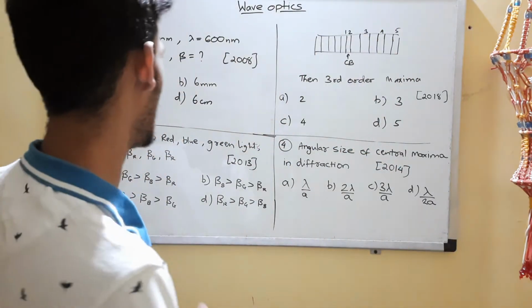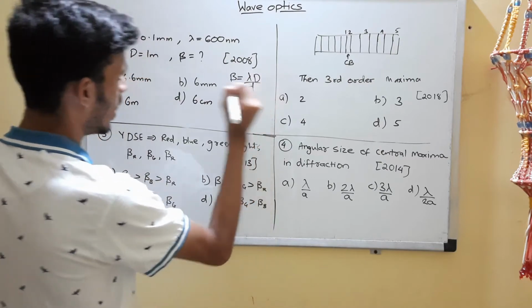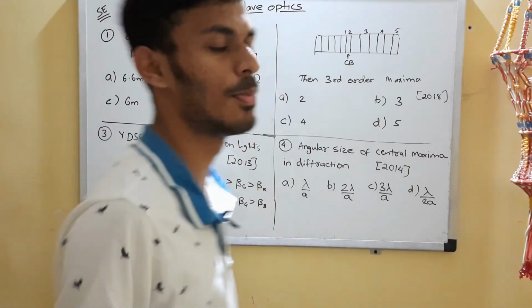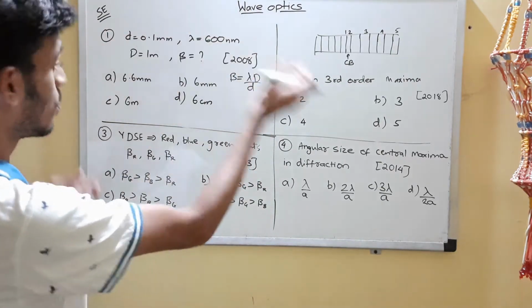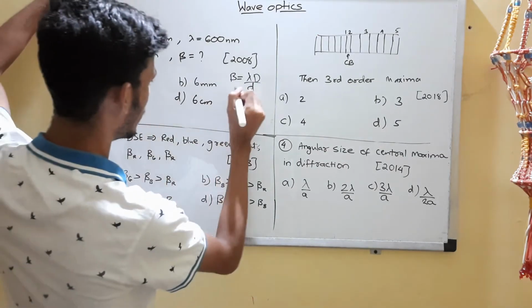Such a straightforward question, right? Because you know that fringe width is simply given as lambda capital D by small d, right? So it's a direct formula based question. You are just supposed to substitute the values over here and get your answer, right? So that's why it's from the super easy category.